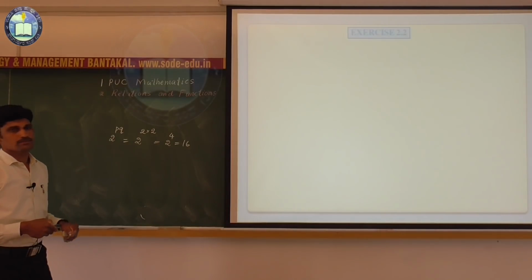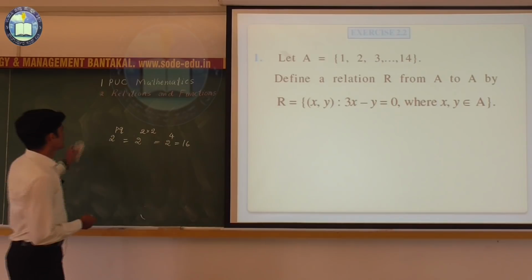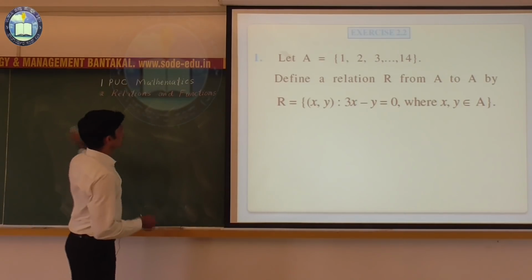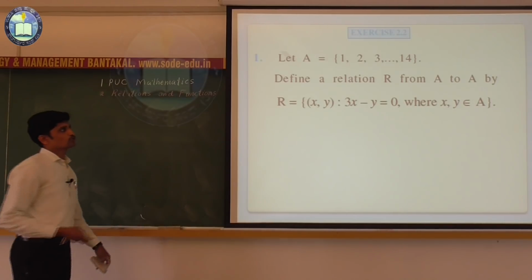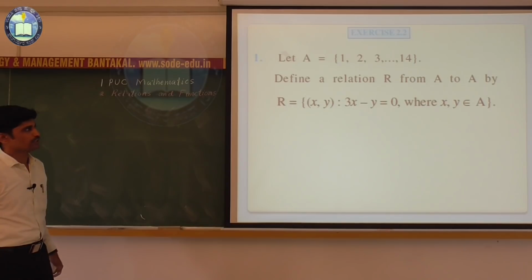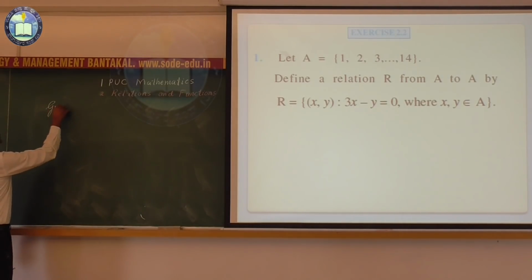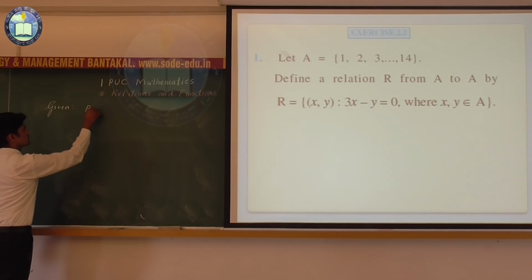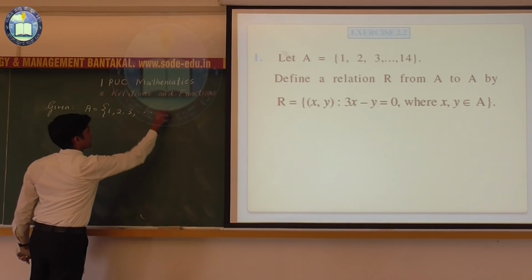Now, exercise problems. Exercise number 2.2. The first question: let A be the set containing the elements 1, 2, 3 up to 14. So that is a given set. A is equal to the set containing the elements 1, 2, 3 up to 14.